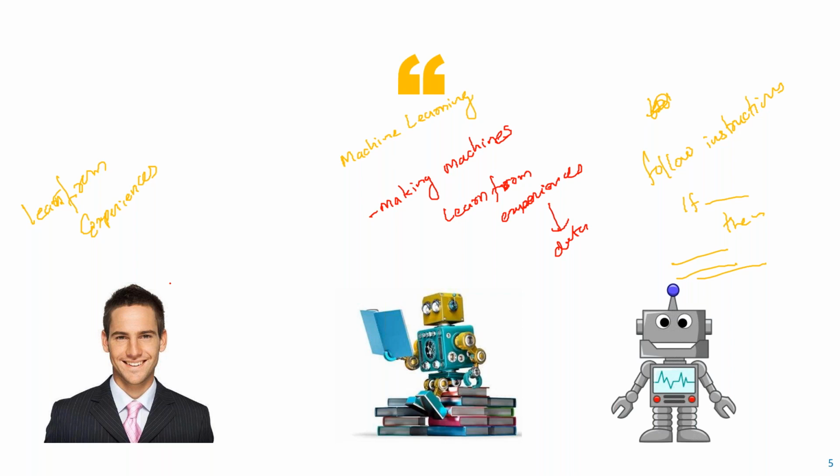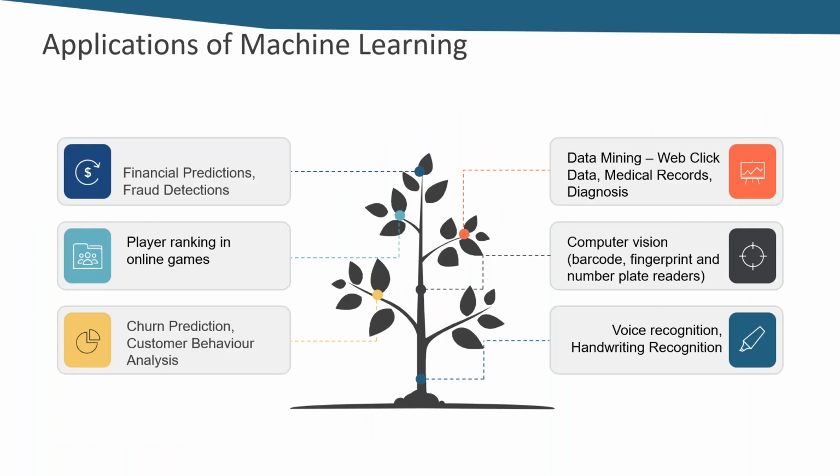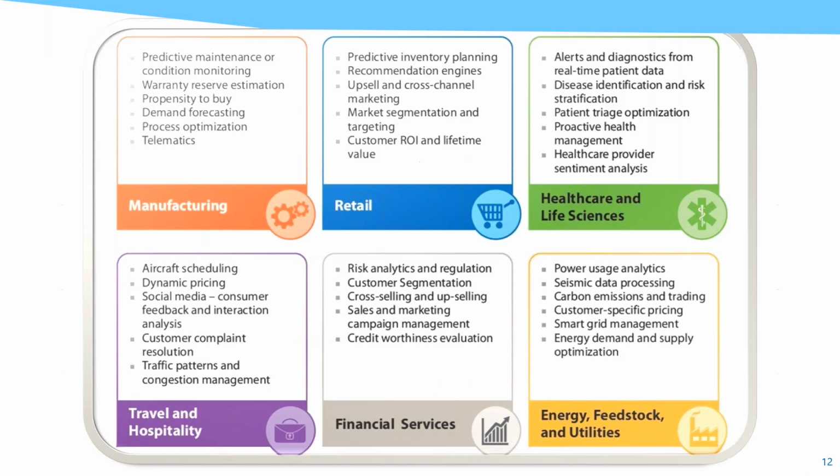Talking more about it, here we have it domain wise. In manufacturing, machine learning is being used for predictive maintenance, to tell when your plant or your machine will get damaged, to predict the future. Warranty reserve estimation: currently we have a fixed warranty reservation, so it could be made adaptive. Demand forecasting, process optimization, telematics, and other domains.